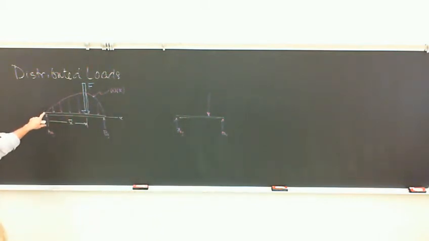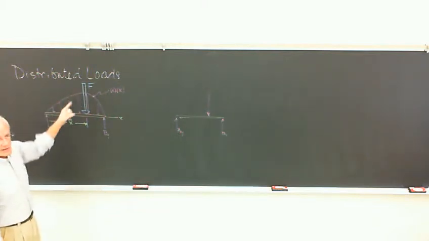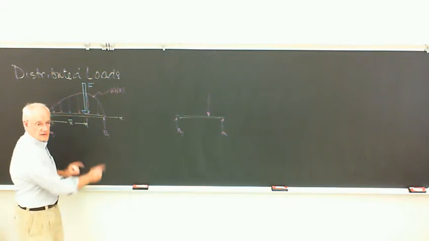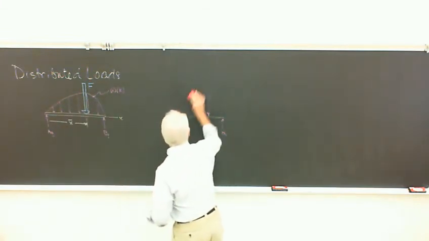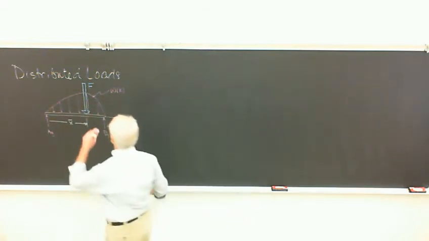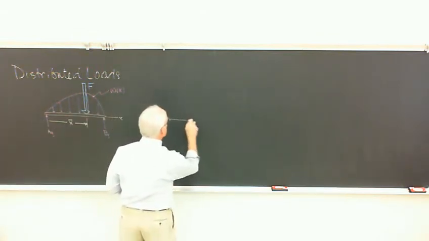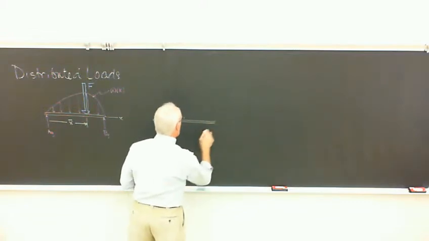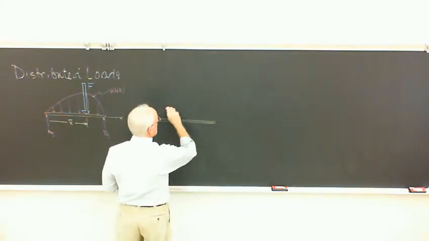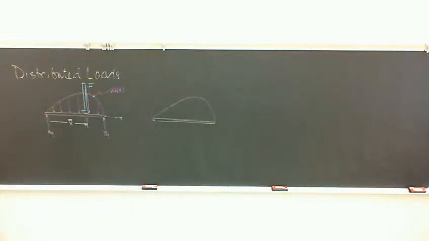That's what we're trying to do here with the distributed load. We need to get rid of it to get a single load at a single place, then we can figure out what the reactions are. Because right now, we don't know how to do that problem. All right, so let's do that problem. Let's do it in ways that we can handle. So there's our load curve, our distributed load curve. And we consider that to be positive for downward loads because that's what's so common.